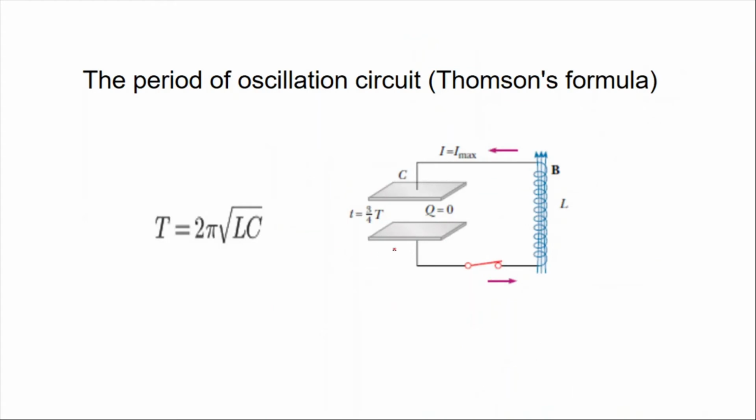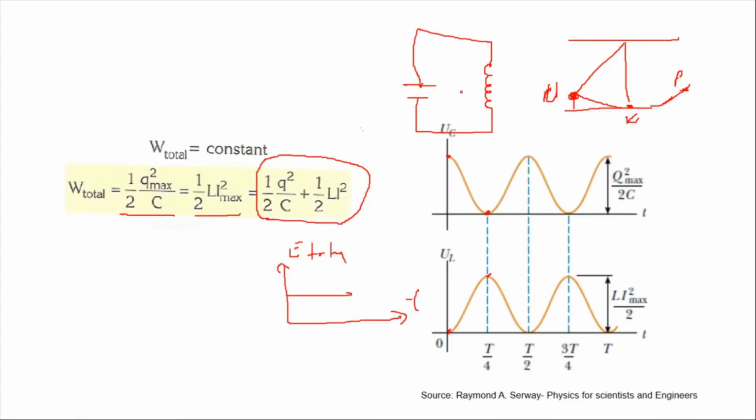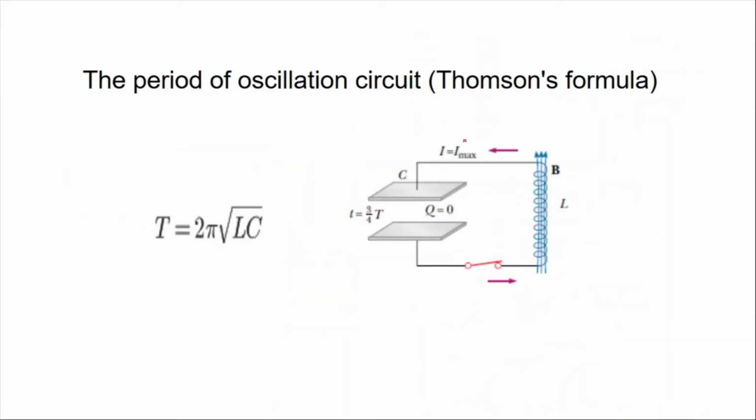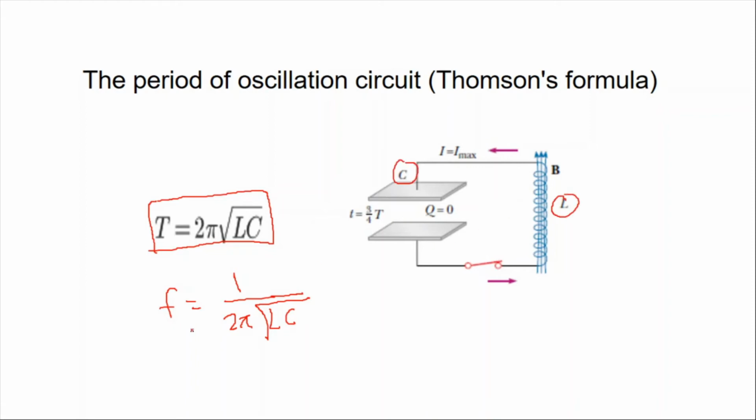As I told you, the current is going to move back and forth between the capacitor and the inductor. As it is oscillating, the period of the oscillation is given with this formula, T equals 2 pi square root of LC. So if we know the inductance L and the capacitance C, we can calculate the frequency or the period of the oscillation. By the way, this is called Thomson's formula.